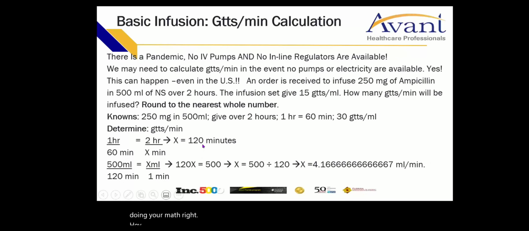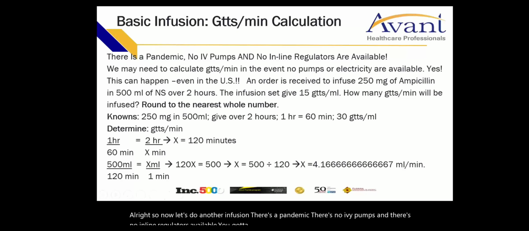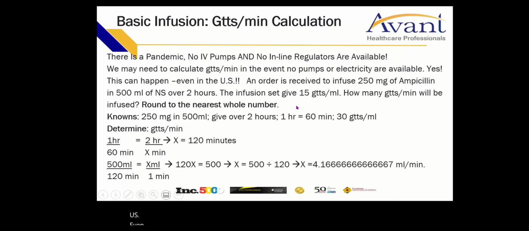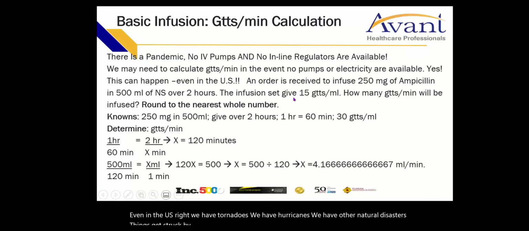All right, so now let's do another infusion. There's a pandemic. There's no IV pumps and there's no inline regulators available. You've got to calculate drops per minute. And this can happen even in the U.S., right? We have tornadoes, hurricanes, other natural disasters, things get struck by lightning, earthquakes, all kinds of stuff can happen, knock out the electricity. You don't have any of this stuff and there's a shortage of supplies. So you're doing drops per minute, all right?